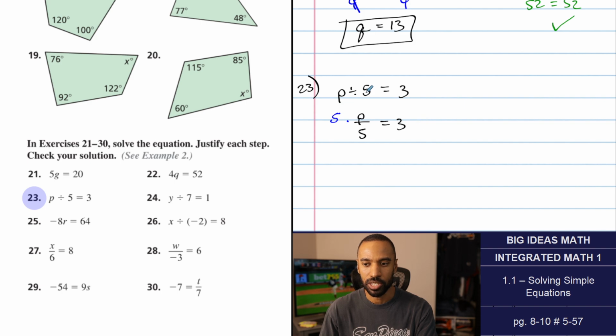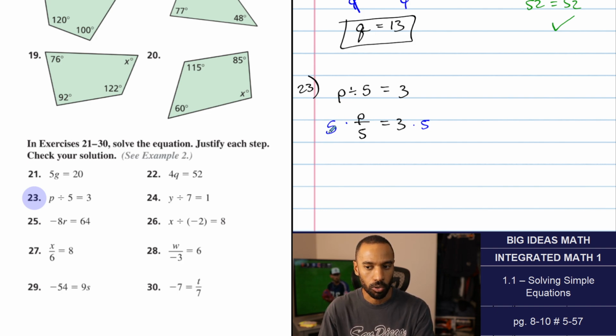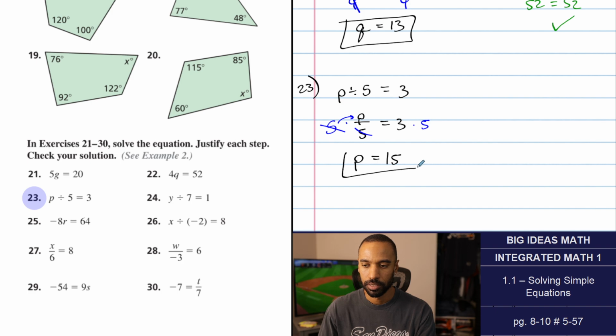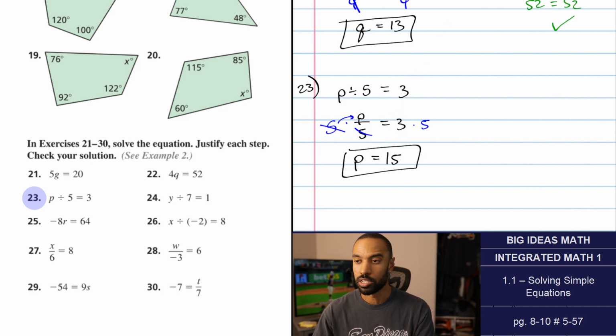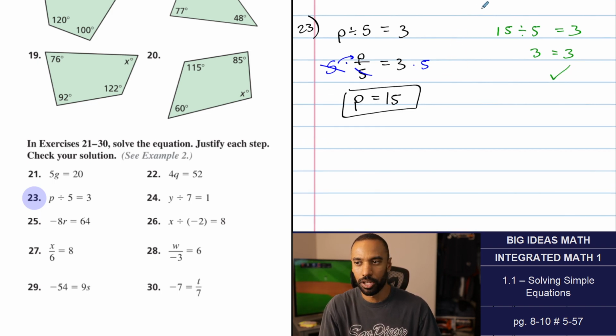See, I could write it like this, and I often will, just by happenstance. I might write it like this. It doesn't matter how low I write it. This is a whole number that's on top with p, but it divides with 5. It becomes 1. P is alone. 3 times 5 is 15. We're good. I think we can double check that and make sense of that as well, right? 15 divided by 5 is 3, and 3 equals 3. Feeling good about it.